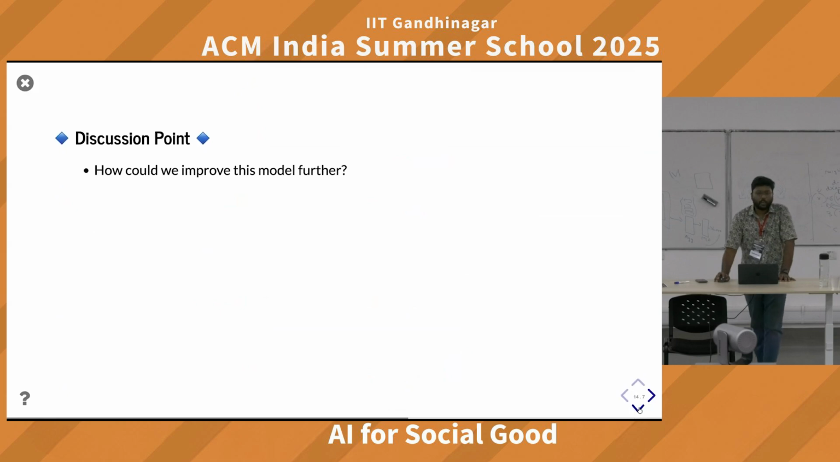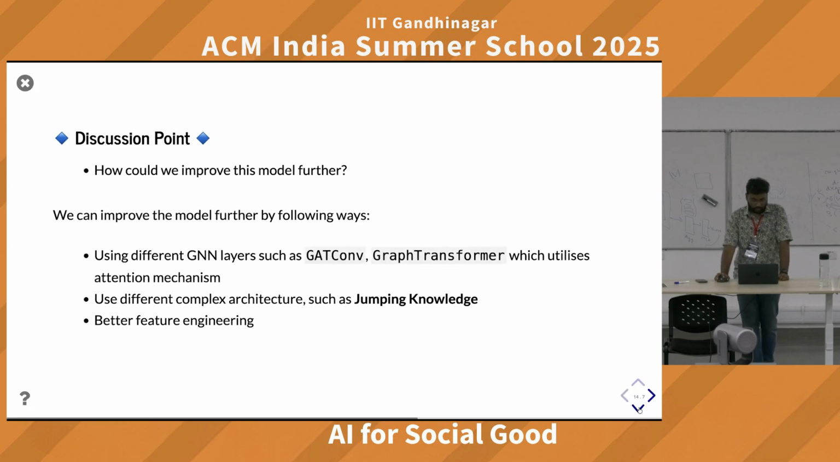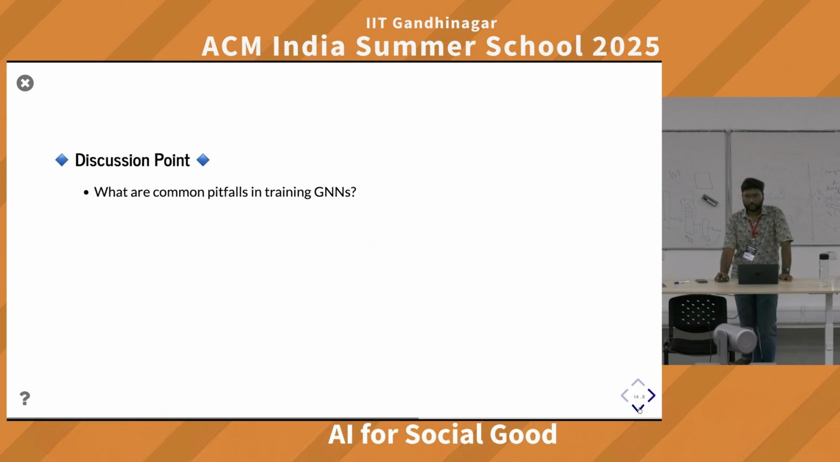So how can we improve this model? We already got 81% accuracy. How do we think we can improve the model? Any suggestions? Yes, more layers, right. Any other? You saw that we use GCN, right? In the previous talk, we saw that there are other models like GAT, GraphSage, GIN. You can also use those. And there are also feature engineering, some complex architectures, jumping knowledge, etc.